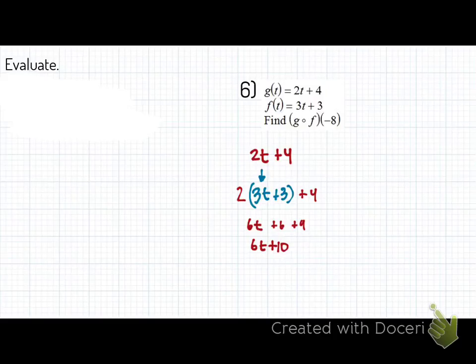Okay. But what is it telling us to do with t? What's the value it wants us to input at the very end? Negative 8. So we're going to put negative 8 in for t. So what's 6 times negative 8? Negative some. You've got this. 48. And then negative 48 plus 10 is negative 38. Negative 38. And that's it. Okay. Okay, so this one's like number 2.